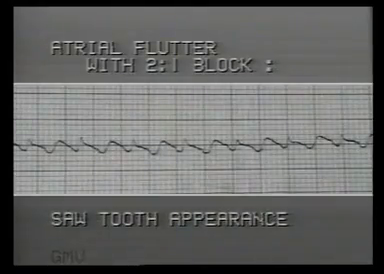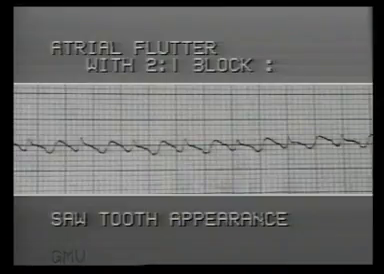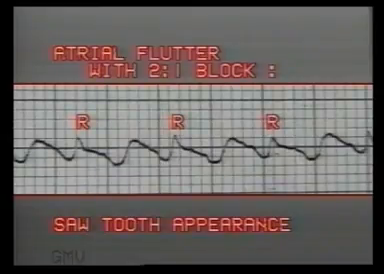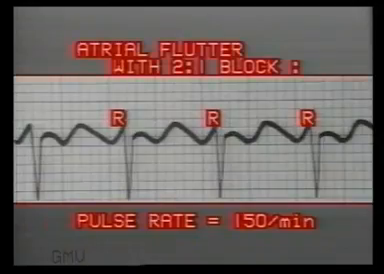Since AV node is not tuned to conduct impulses so fast, atrial flutter is always accompanied by AV block, and the ventricular rate is much slower. Here the flutter rate is 300 per minute, and this ECG shows 2-to-1 block, so the ventricular rate is 150 per minute. Note that each F wave occupies one large square.